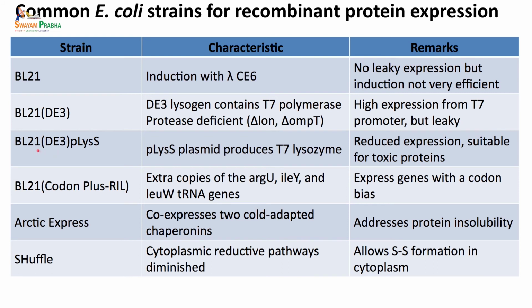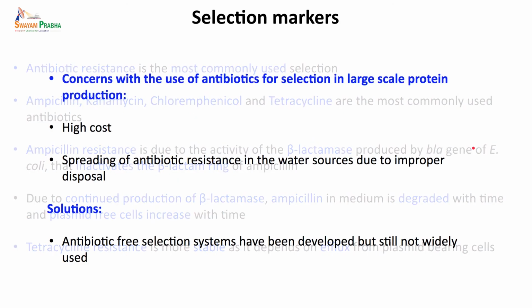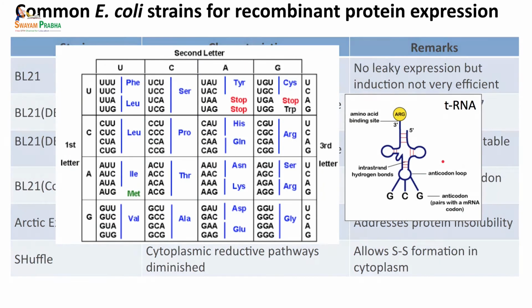Another popular strain is BL21 DE3 pLysS, and here there is another plasmid in this strain which produces T7 lysozyme. Because of that, it has reduced expression of proteins, because this lysozyme will take care of that. And therefore, if you are trying to express a toxic protein, then you do not want to have very high expression. Therefore, this strain is suitable for production of toxic proteins.